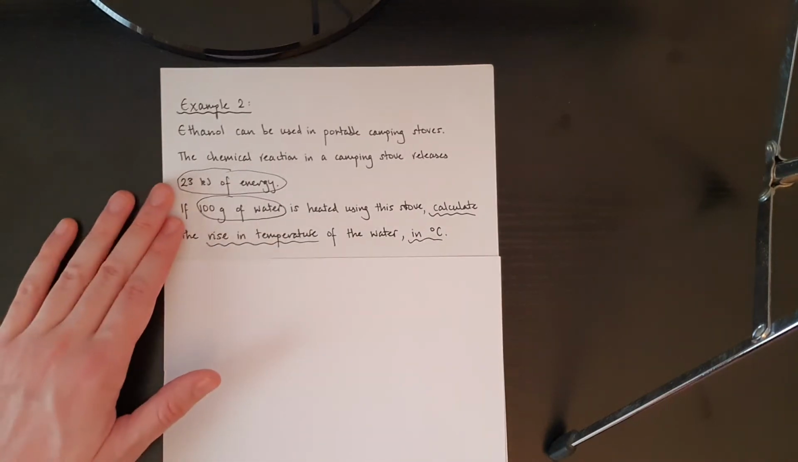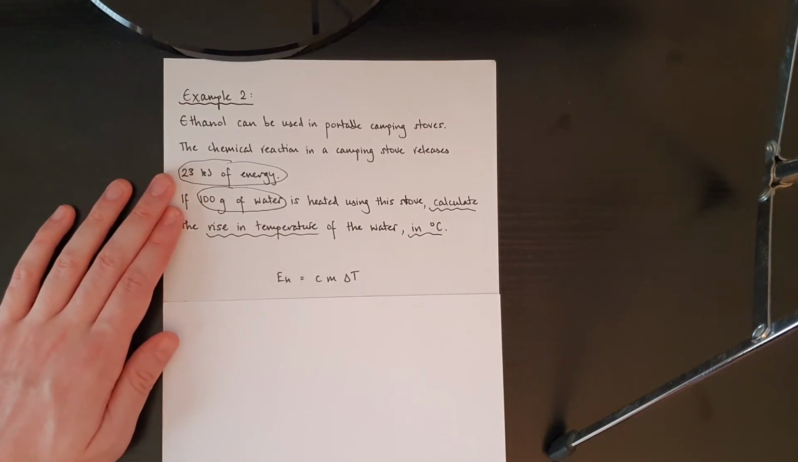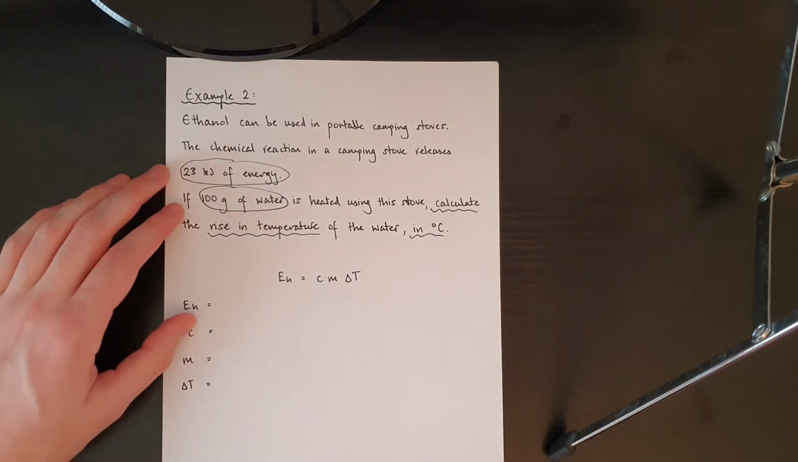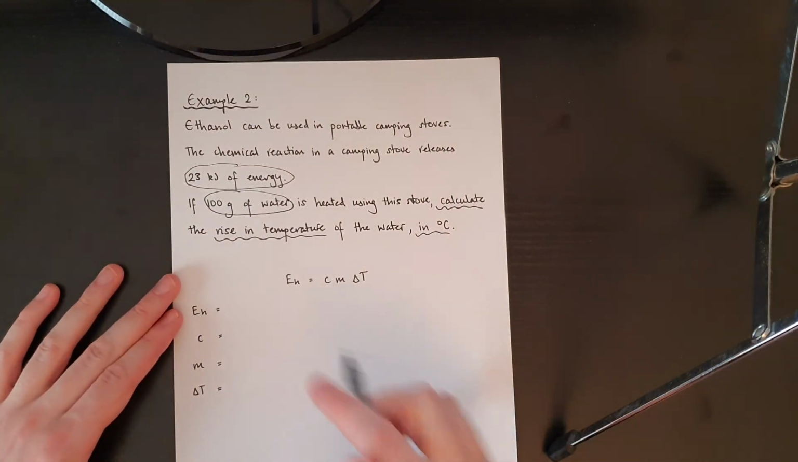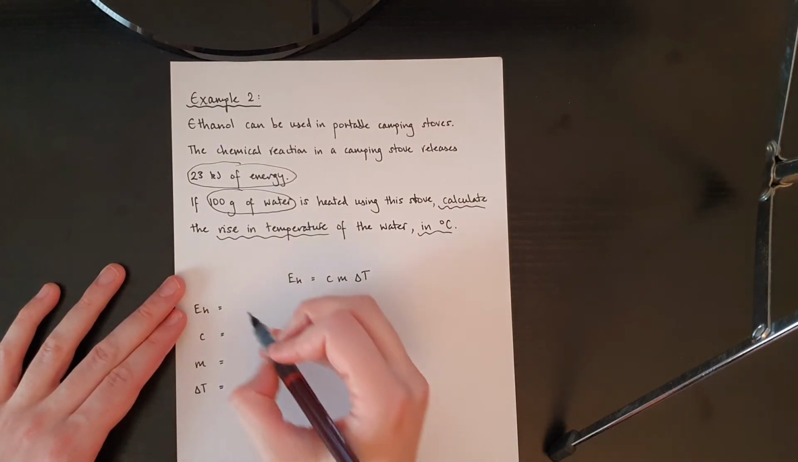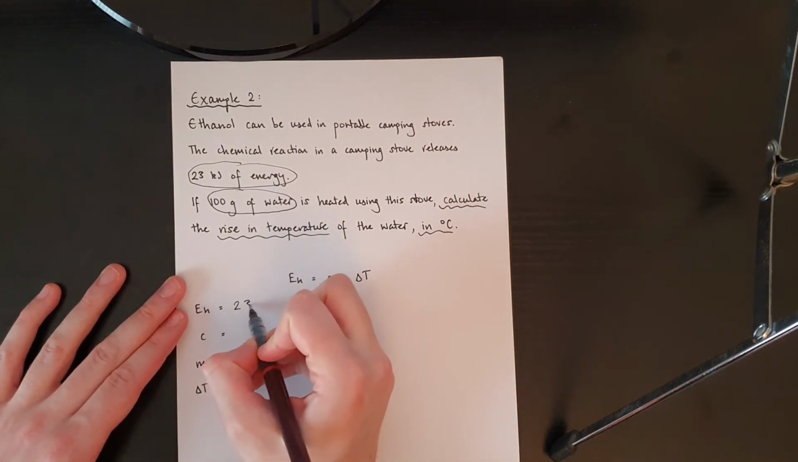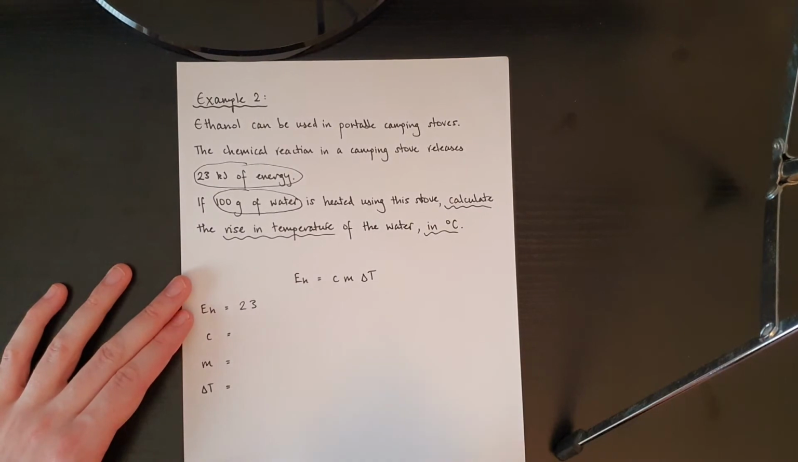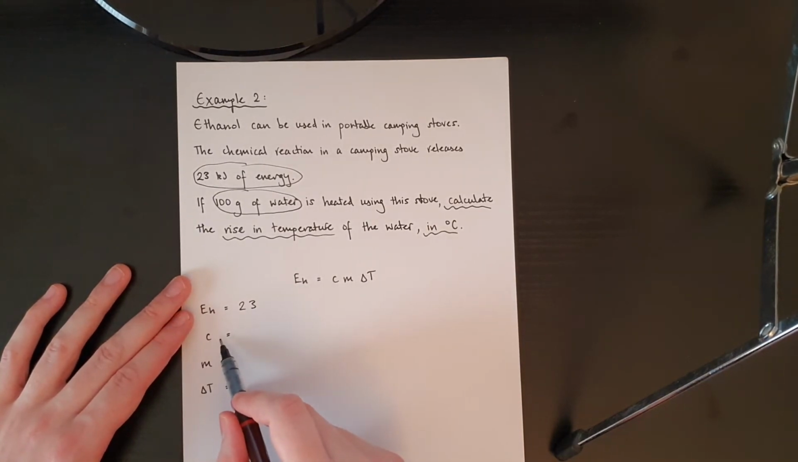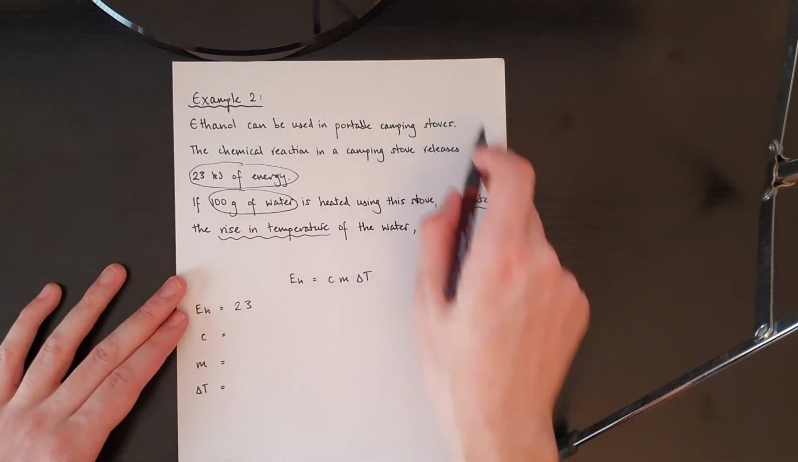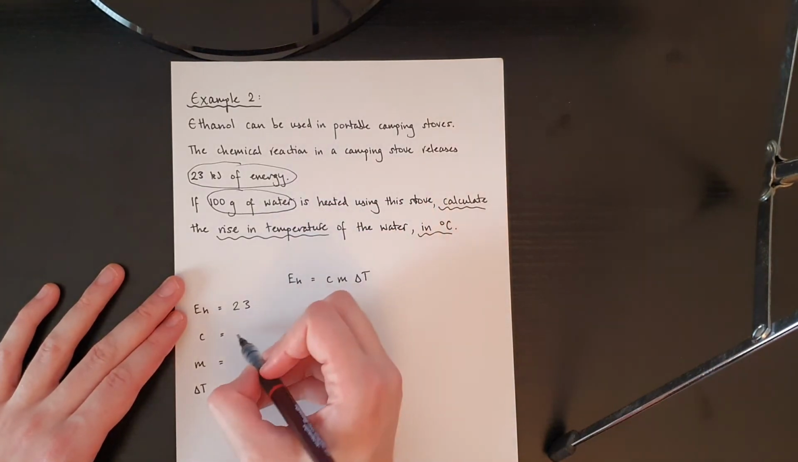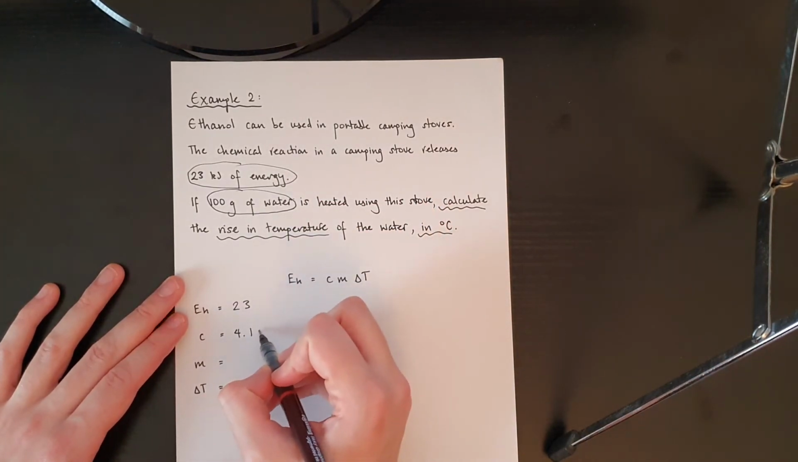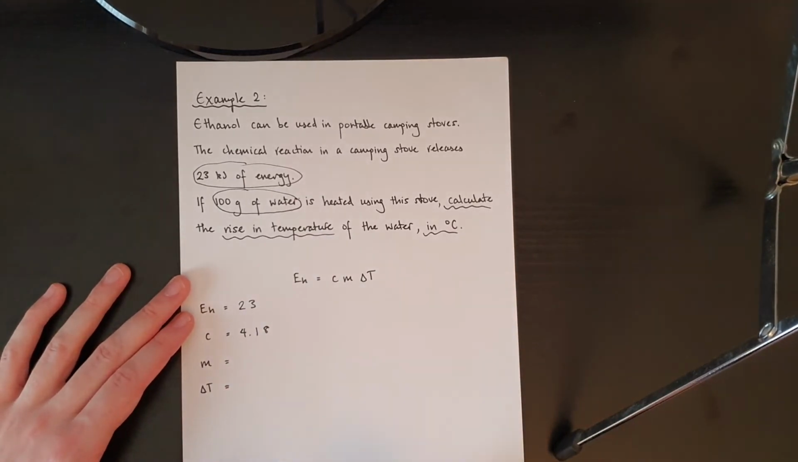So once again, as I said before, always write out our equation in the same way, and then write out the values that we have and the values that we don't have. So in this case, we do have the energy released. It's 23 kilojoules, so we'll write in 23. We do have the specific heat capacity, even though it's not quoted in the question, because we're talking about water. And remember, water specific heat capacity is 4.18.